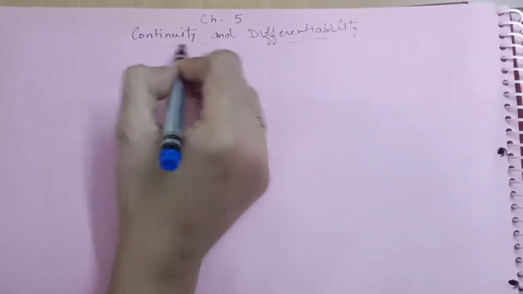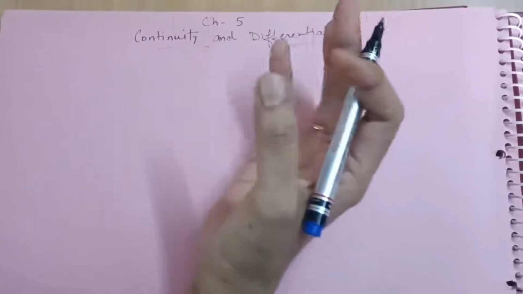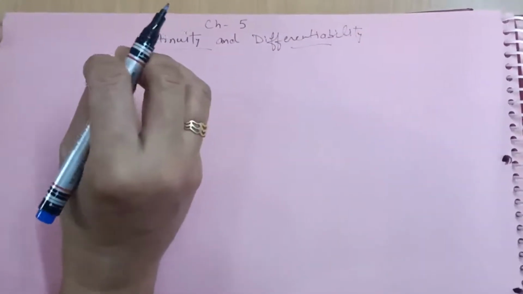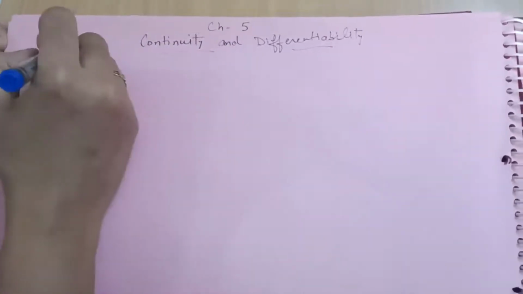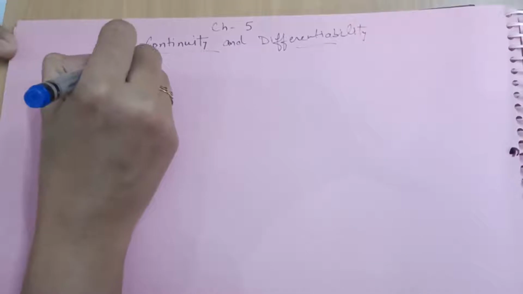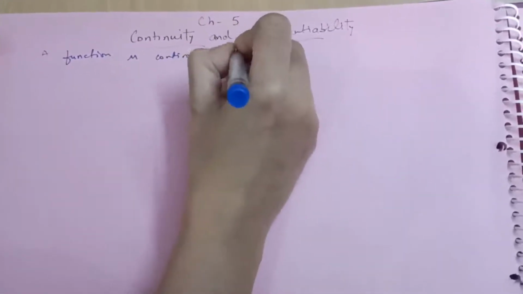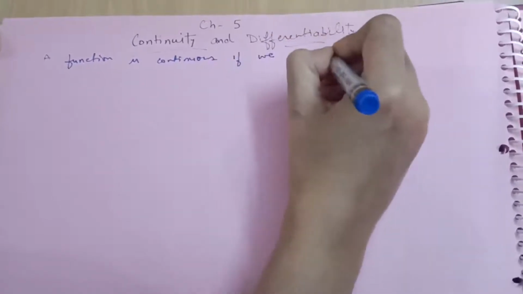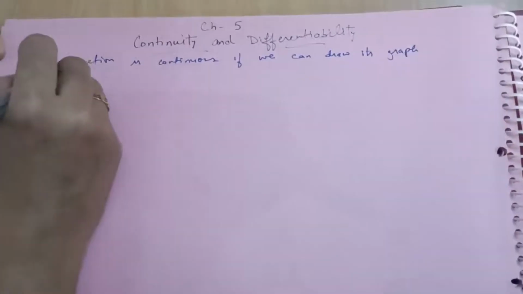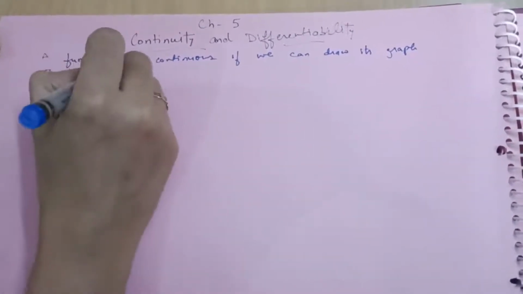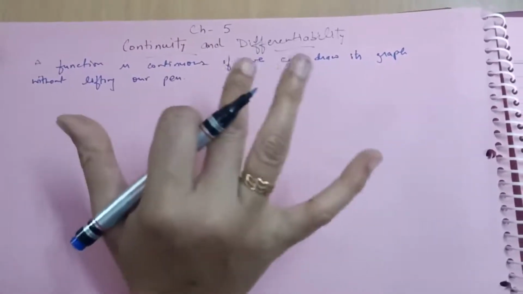Okay, so continuity. The word itself tells us what continuity is: continuous. A function is said to be continuous when we can draw its graph without lifting our pen. Okay, this is the actual basic concept of continuity.